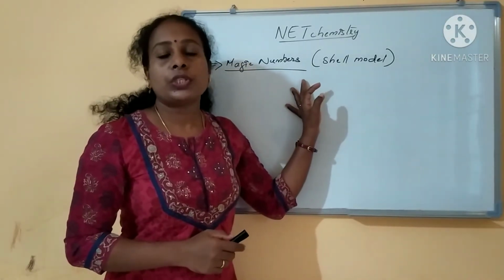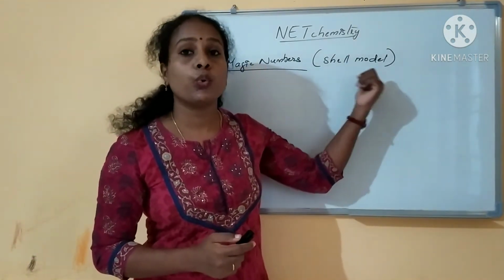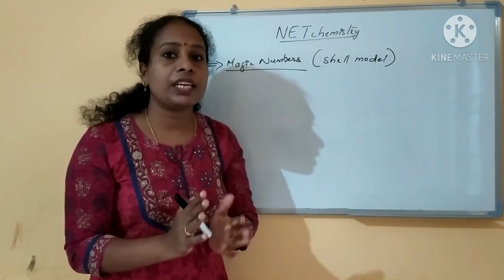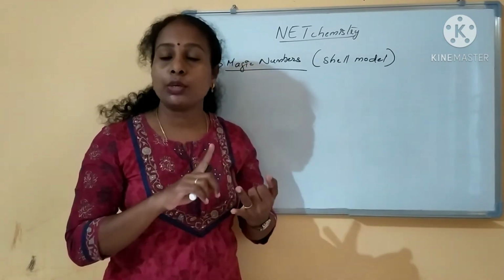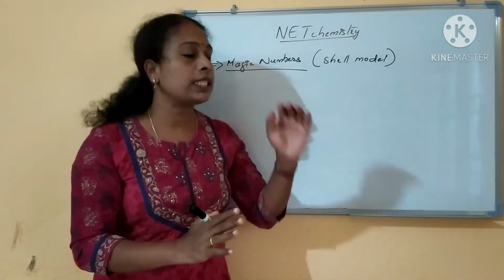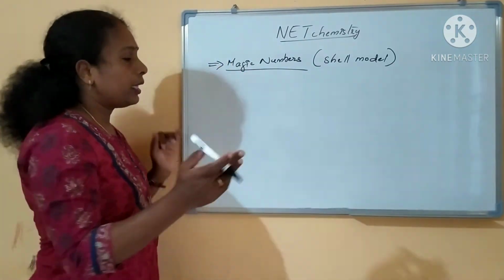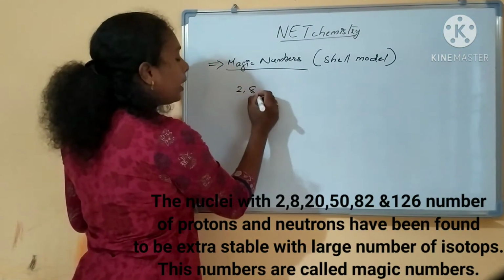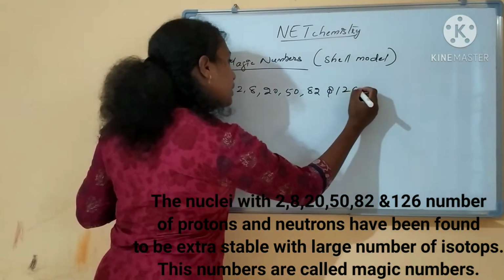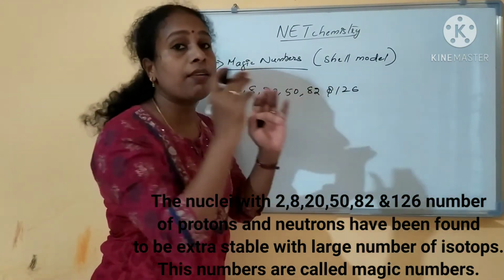Next question, a repeated question, is magic numbers. You have seen in the nuclear shell model that magic numbers are explained. What are magic numbers? There is always a tendency to have an even number of protons and neutrons in a nucleus. Just like the pairing of electrons in an atom, in a nucleus the nucleons will be paired. Some numbers are special: a nucleus with 2, 8, 20, 50, 82 and 126 protons or neutrons.